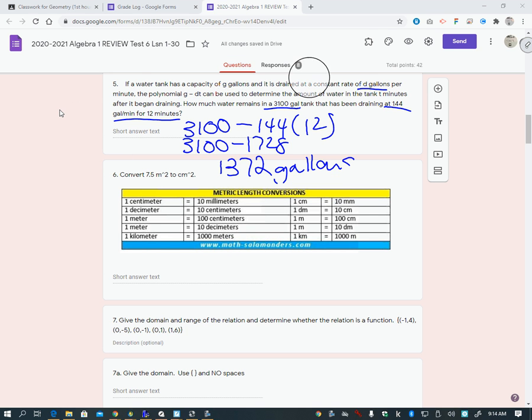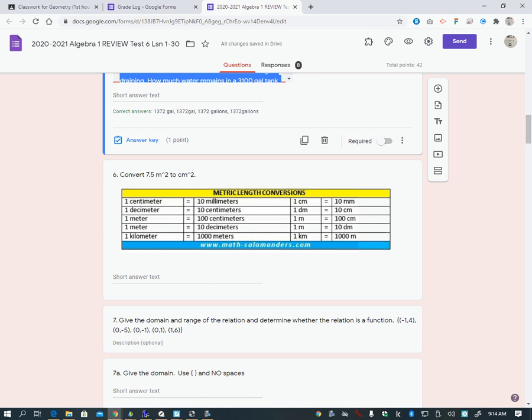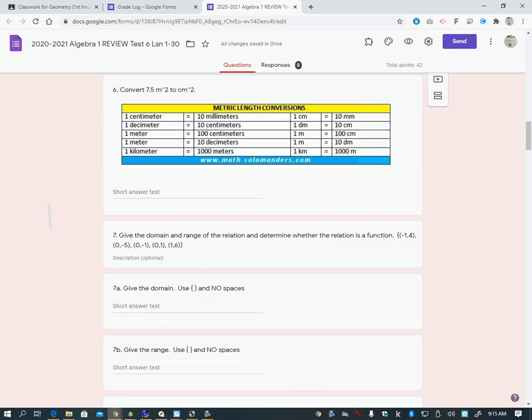We need to be specific. Okay, let's double check. Gallons is our answer. So is 1372 without a label acceptable? No. Much better for me to be hard on you right now than for you to find out on test day. All right. Convert 7.5 meters squared to centimeters squared.